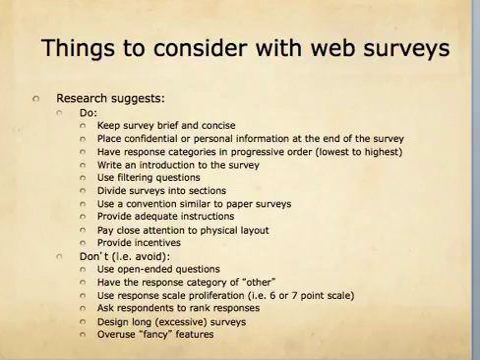Use filtering questions. You could ask participants yes or no, and then take them to different sets of questions based on their response, so the survey doesn't seem endless, even though some items don't apply to them. You should divide your survey into sections rather than having one long survey. Basically, use the same convention that you would for a paper survey in terms of breaking down your survey. Provide adequate instructions. What type of response are you looking for? How should they respond?